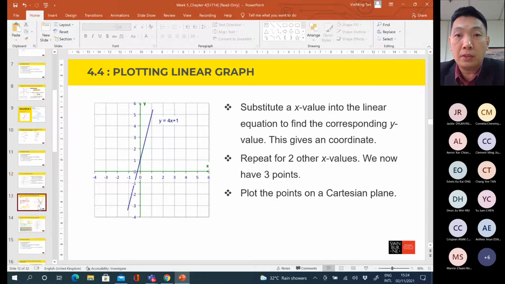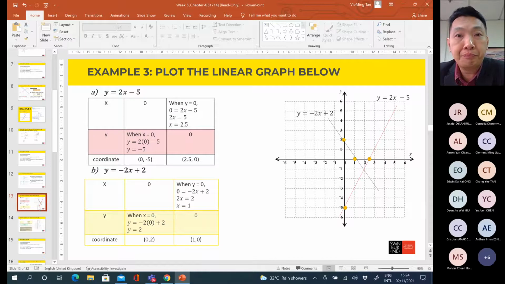Okay, so let us check one example here. There are two examples now. Example A is the equation y equals 2x minus 5. You may find that the power value for x is 1 and the power value for y is also 1, so that means this is a linear equation. Linear means this is a straight line if you draw it on the graph. So if you want to draw this equation line on the graph paper, you need to have at least 2 points.